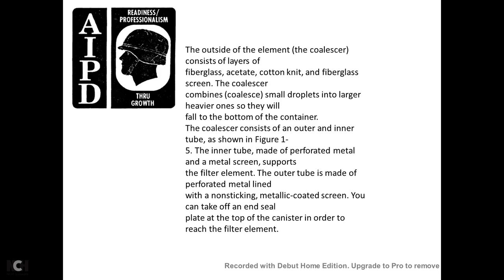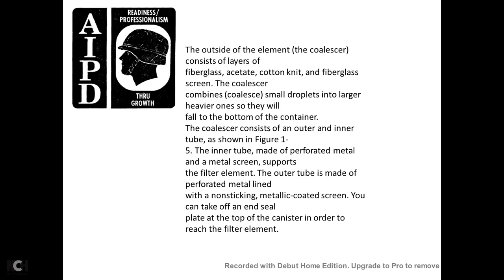The coalescer combines the small droplets into larger, heavier ones that will fall to the bottom of the container. The coalescer contains an inner and outer tube, as shown in figure 1.5. The inner tube is made with perforated metal. The metal screen supports the filter element. The outer tube is made of perforated metal lined with a non-sticking, metallic coated screen.